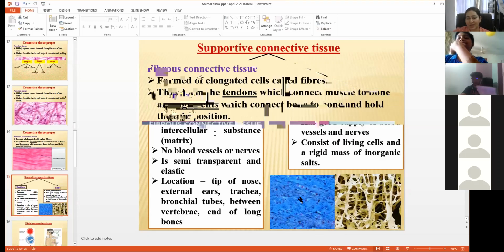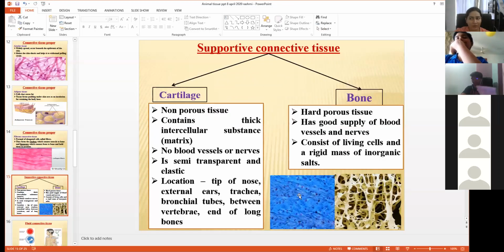So it's very obvious, students, when you look at both these pictures, the cartilage tissue is a non-porous tissue. What do you mean by non-porous? That means there are no pores like this. As compared to a bone, it is non-porous. There are no pores. However, it contains a thick intercellular substance which is called matrix. Very important thing, there are no blood vessels or nerves in the cartilage. It is semi-transparent and elastic. Now, where is it present?